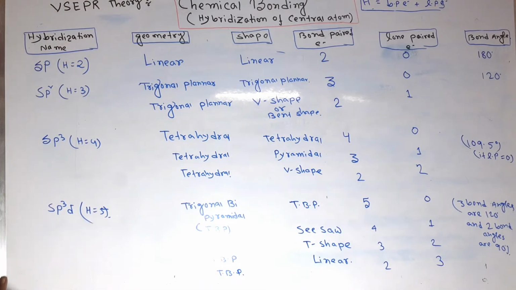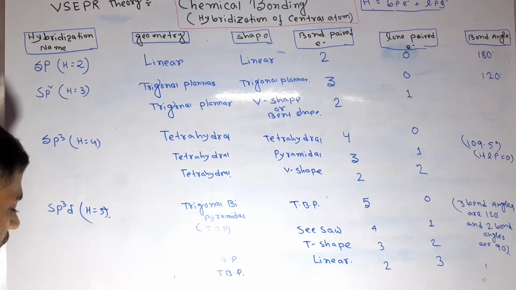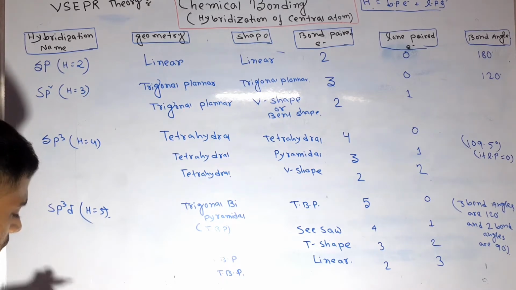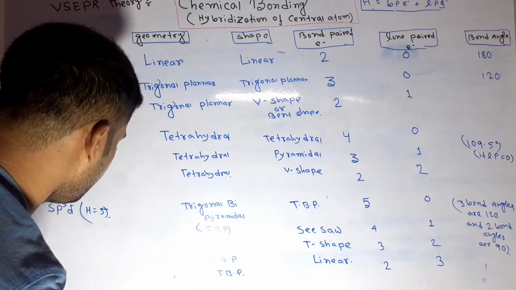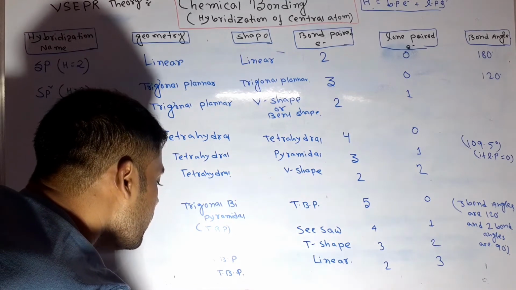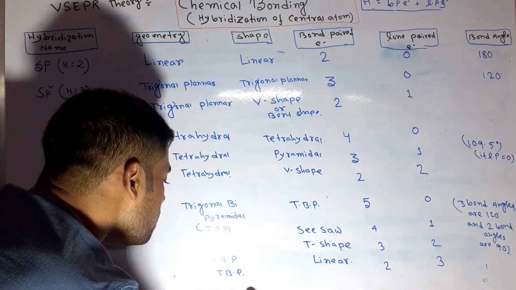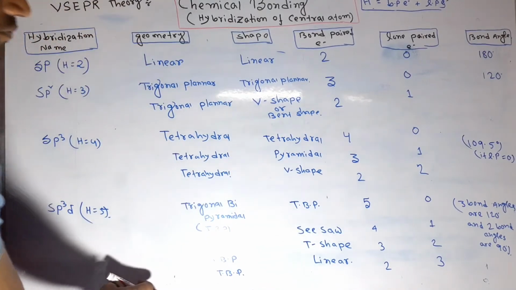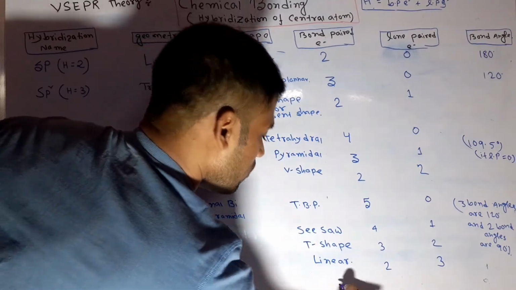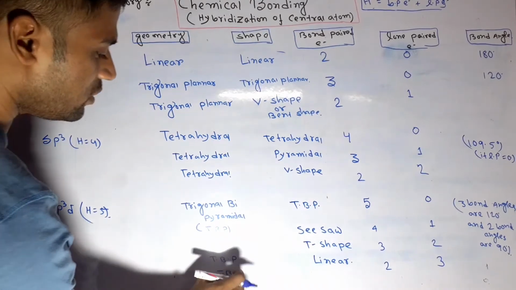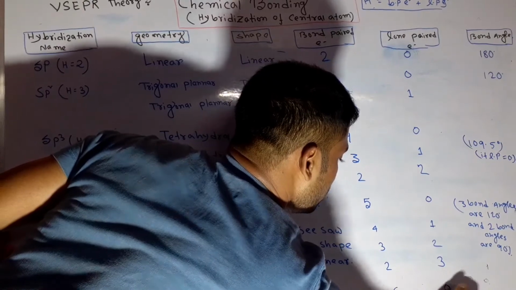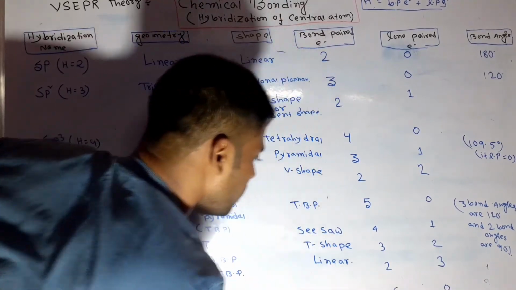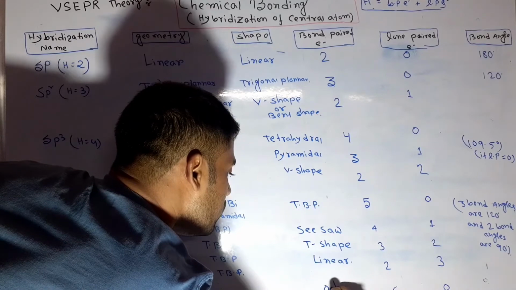Next hybridization, sp3d2. The hybridization number is 6, 1 s, 3 p and 2 d, total 6 orbitals. So the geometry for sp3d2 hybridization is octahedral. In which condition are octahedral geometry and shape changed? If lone pair is 0, that means bond pair 6 and lone pair 0, total hybridization number 6 plus 0, then the shape is also the same, octahedral.